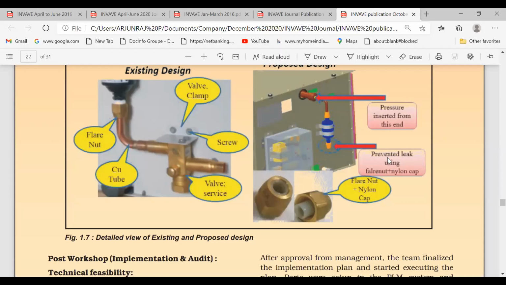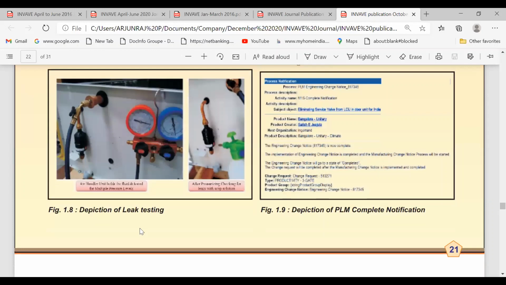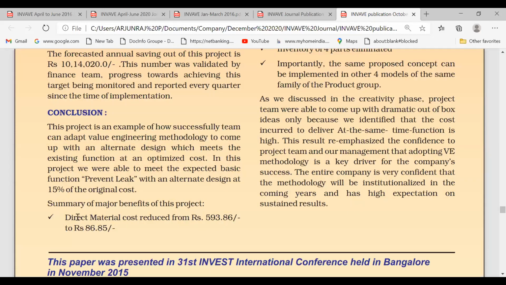And here you are going to use this to prevent a leak, using flare nut plus nylon cap. Basically, a nylon cap is nothing but a plastic cap. The flare nut and the cap material is different actually, but the plastic cap has less cost also. And how the pressure is going to get inserted, you're completely modifying the layout, but the function remains the same. You're also doing the leak testing to ensure that there is no leakage after modifying the design. Then you're going to implement it with this much saving.